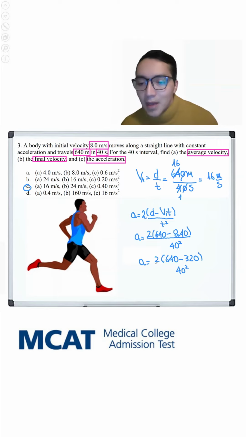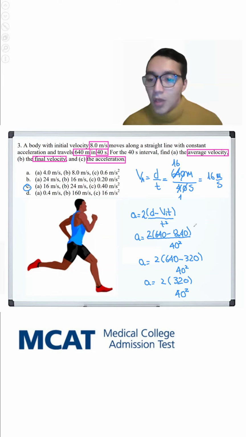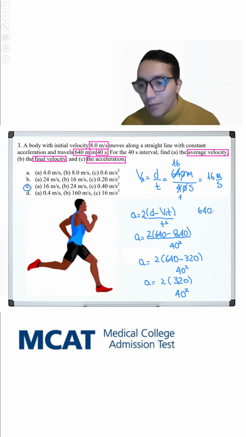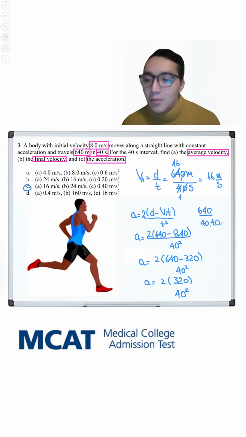I can simplify these numbers. I can subtract, so 640 minus 320 is equal to 320, and divided by 40 to the power 2. Okay? And I need to multiply. 2 times 320 is 640, divided by 40 and divided by 40. In this case, I rearrange the 40 to the power 2 as 40 times 40. I can simplify the 0 and the 0.